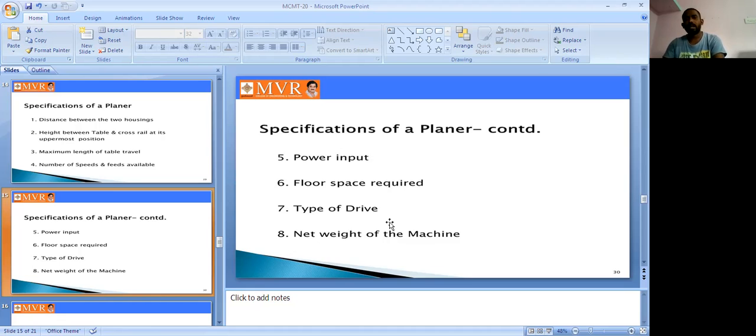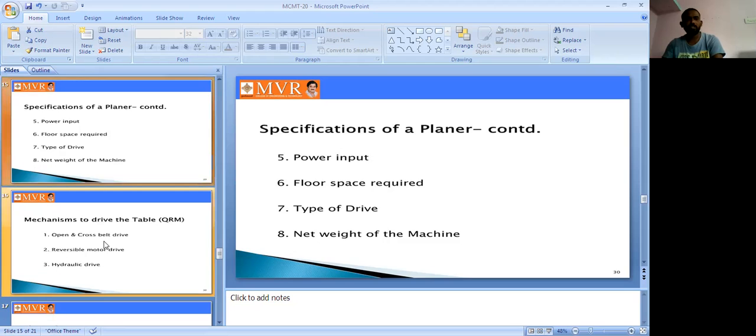Okay, type of drive. The type of drive is also very important. Which kind of drive are we using? Next one is the net weight of the machine. The total weight of the machine is also very important. In shaping, planing, and slotting, we have three kinds of machines, so the weight is very important, and we can calculate that also. These are the specifications.